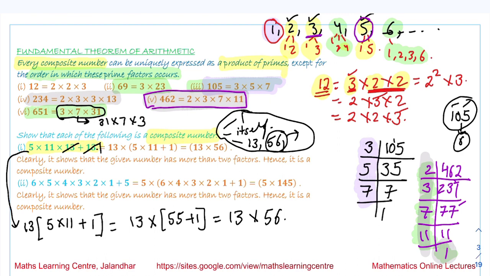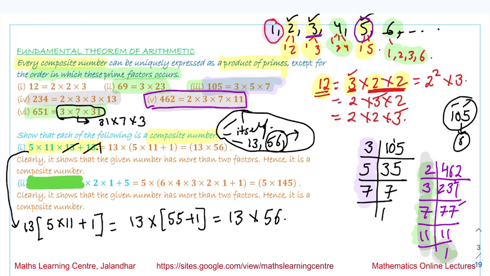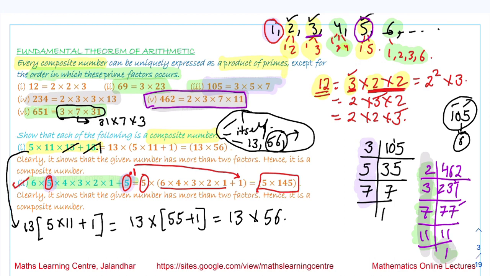Similarly, in the next problem, we are talking about 6 into 5 into 4 into 3 into 2 into 1 plus 5. So what we have here is that 5 is there in both terms. If we take 5 common from both, we are left with 6 into 4 into 3 into 2 into 1 in the first term, and 5 into 1 in the second. When we take 5 common, we are left with 1 there, and we get 5 into 145. It means whatever this number is, it has more than two factors. It means it is a composite number.